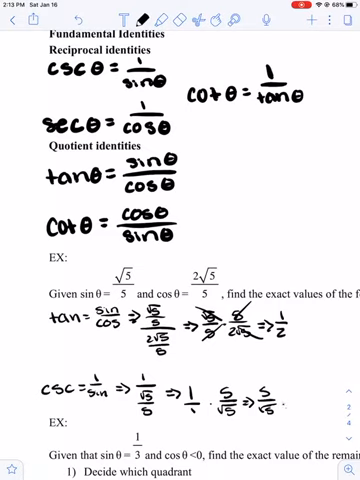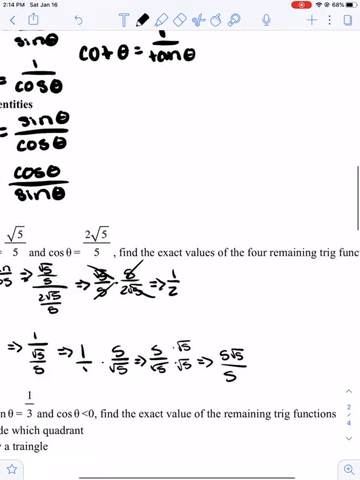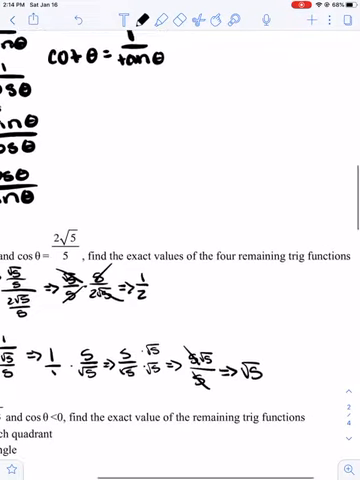Can't have that square root in the denominator, so I'm going to multiply the top and bottom by square root 5. This gives me 5 square root 5 over 5. Now my 5s cancel. So the cosecant is square root 5.